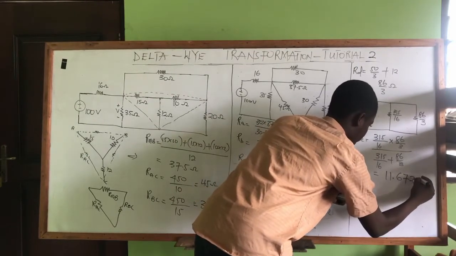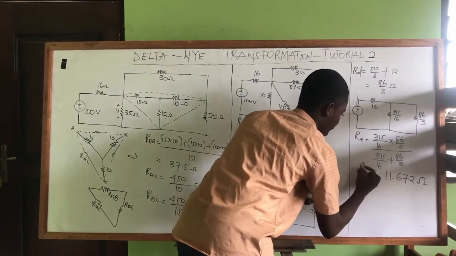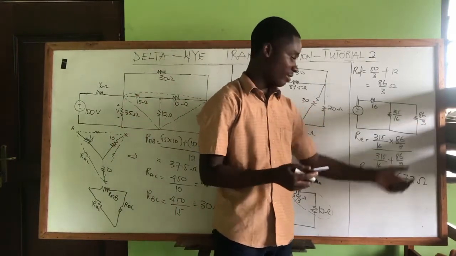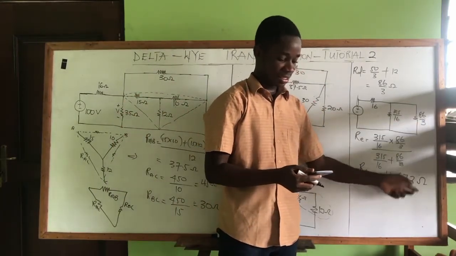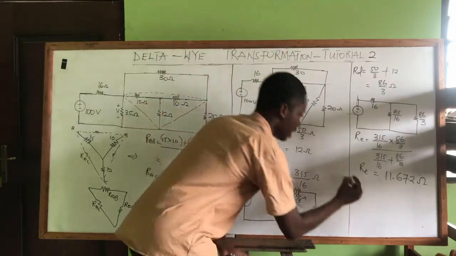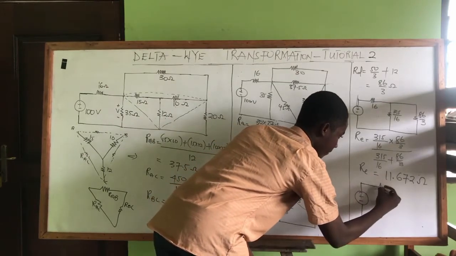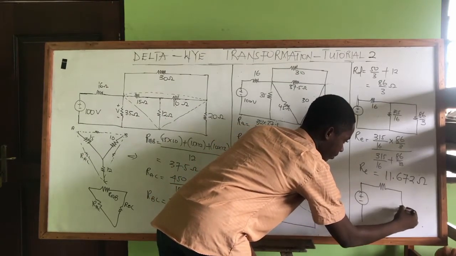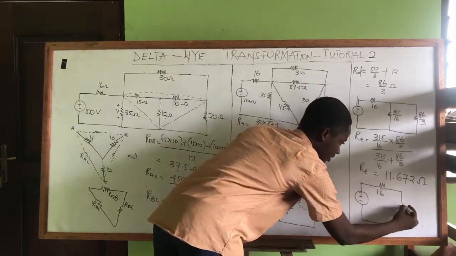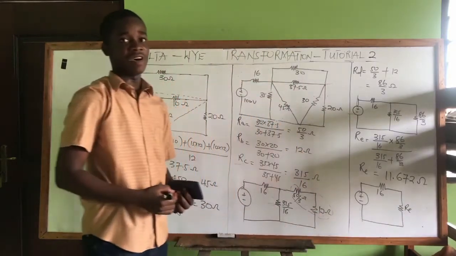11.672 what? Let's say ohms. So RE, that's the equivalent of these two in parallel, is giving us 11.672 ohms. Now we've joined this and that, so our circuit now looks like this. Good. So this is our 16 here. This is what? Our RE, this value. That's our RE value there.